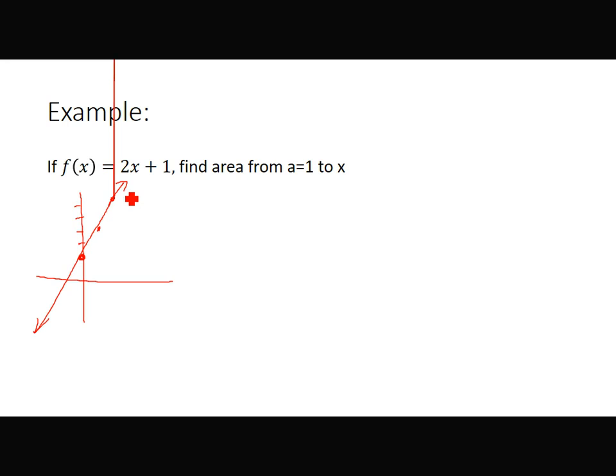Now we want to go from a is equal to 1 to some value x over here, and we want to find this area. We'll call it A of x. So we want to know what this area is. If I set this up, remember this is a, this is b, and this is my height. So what is my height going to be? x minus 1, the difference between those two parameters.